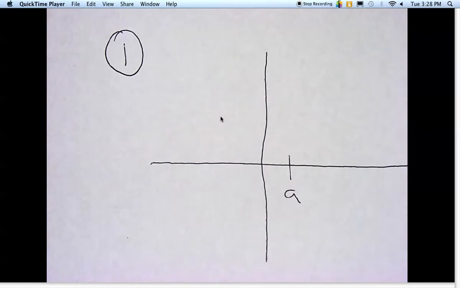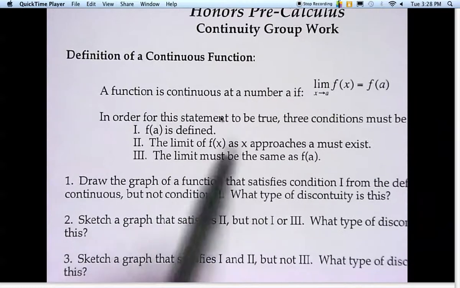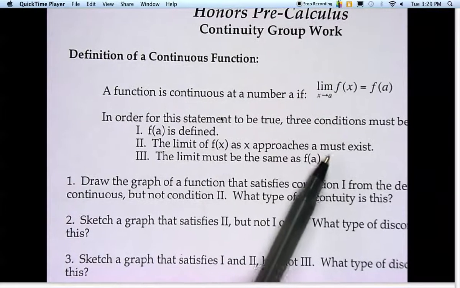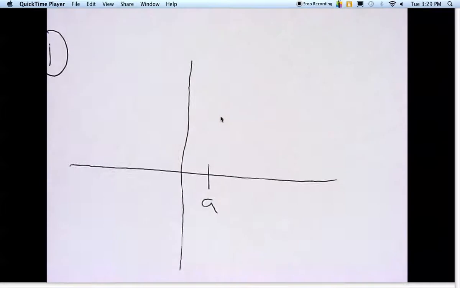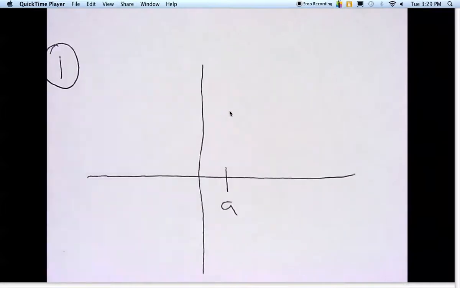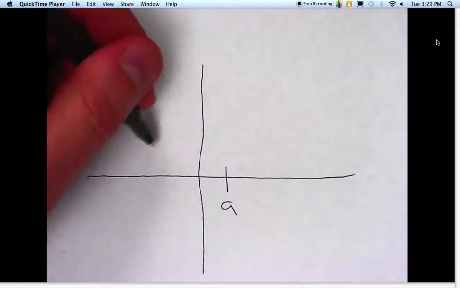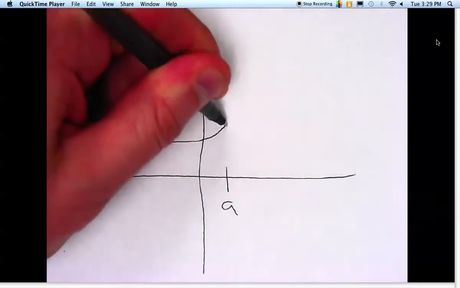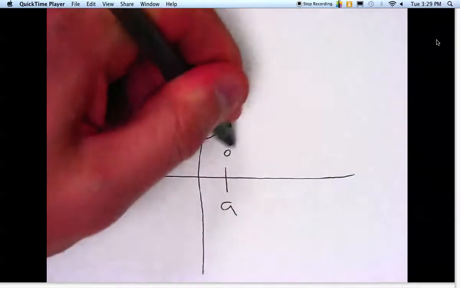And then it says, but not condition 2. And so condition 2 says, just to remind you, that the limit must exist. And so now that's not going to be true. So that means the limit does not exist. So there are probably a few different ways you can do this one, but basically we want the function to be defined, but the limit to not exist. And probably the easiest way to do that is put a closed circle there. And then to make the limit not exist, just have a jump.